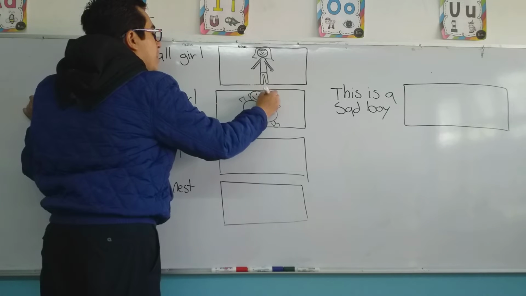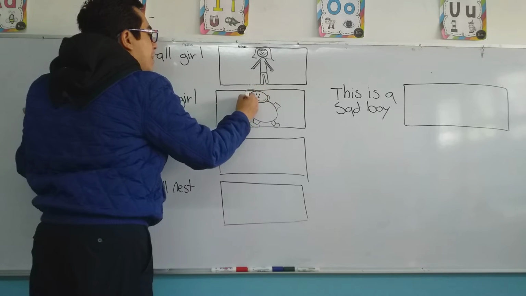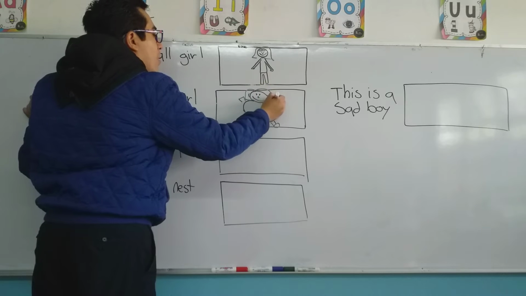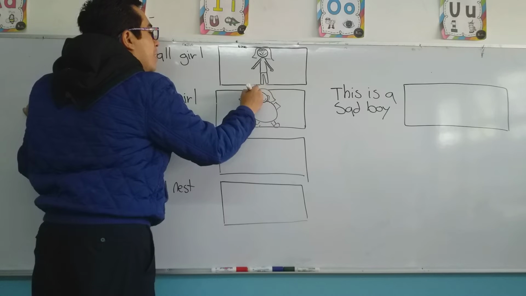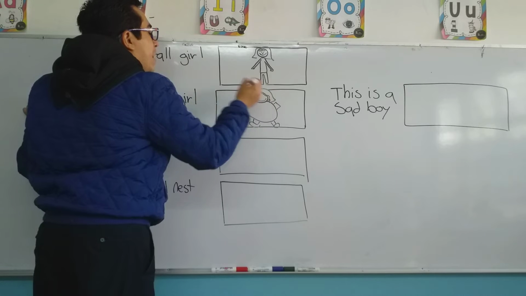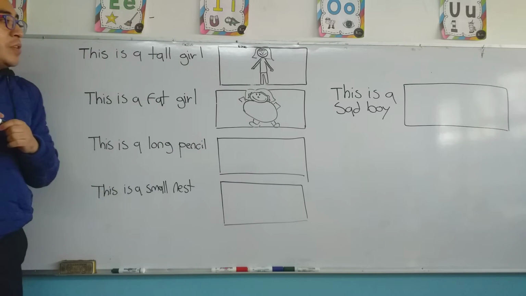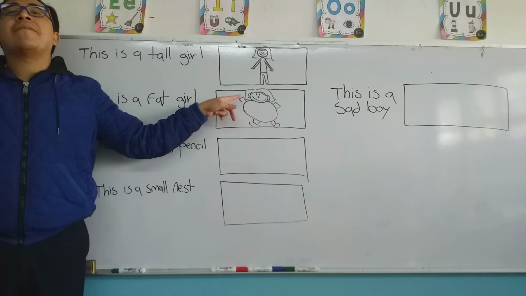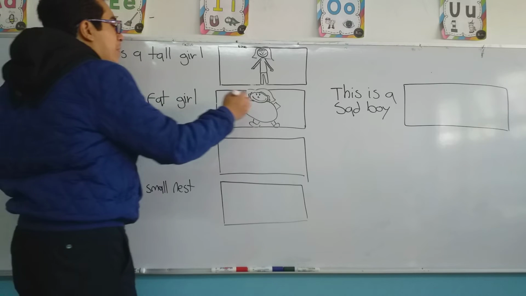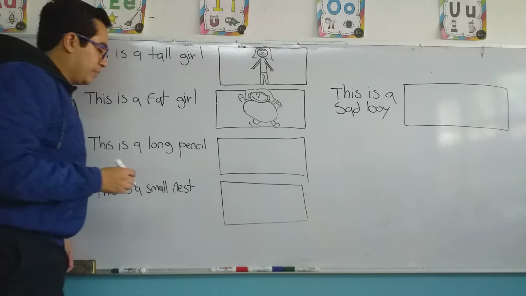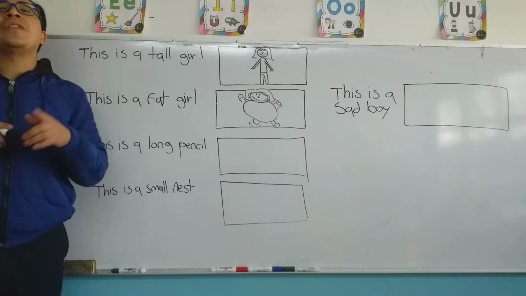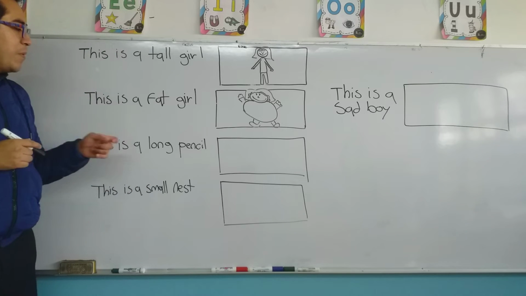And because we're talking about a girl, let's draw qualities that a girl must have. Hay que dibujar cosas con un cabello largo, cosas que identifiquen a una niña. So, this is a fat girl. Esto es una niña gorda. Okay, let's continue with number 3.